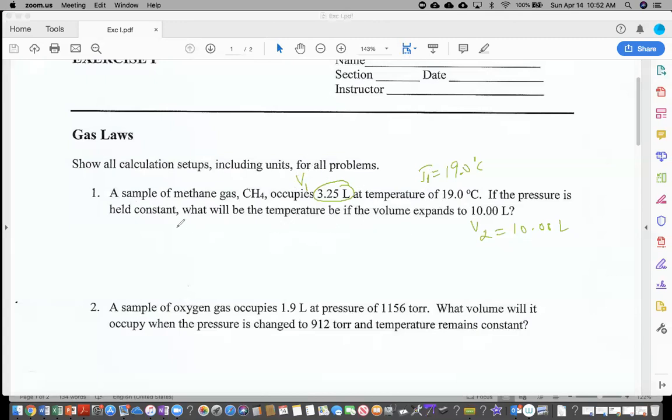So what is this question looking for again, Nick? If the pressure has been held constant, we don't worry about pressure. We're looking for just temperature. It says what will be the temperature, so we're looking for T2. It's not looking for volume, right? It's giving you the volume V2.